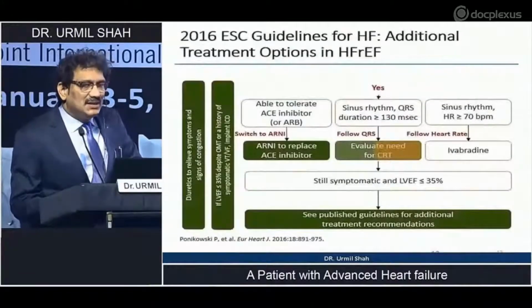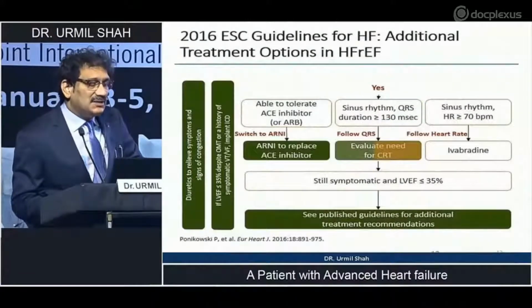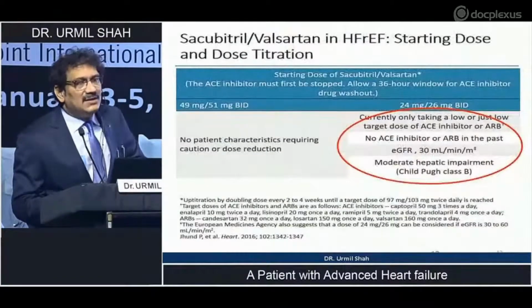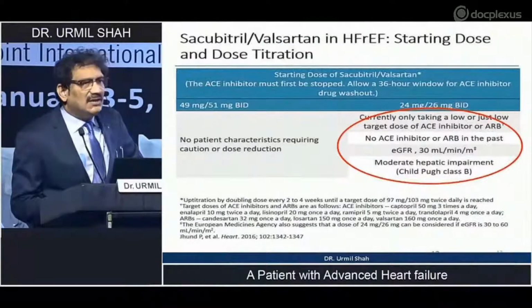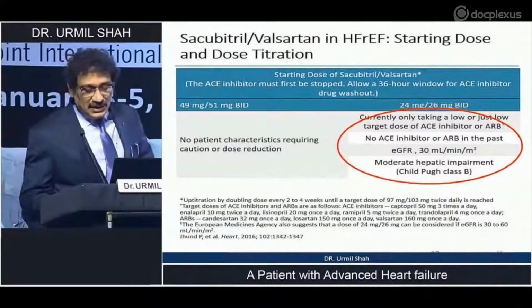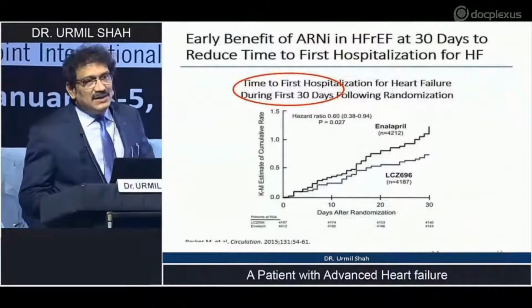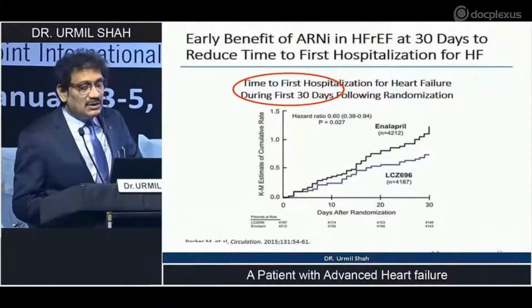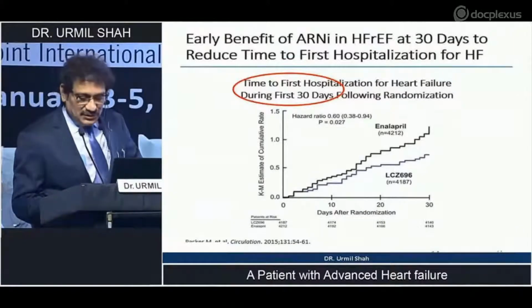If the patient is still symptomatic, then the option is to switch from the ACE inhibitor to ARNI. Second, if there is a wide QRS, there is an option, and always follow the heart rate. Whenever we use ARNI, there is sometimes a fear of hypotension. We have to start with a low dose, especially if the patient has liver or renal dysfunction, and if the patient was not previously taking any ACE inhibitor or ARB. It gives the advantage of a 30-day reduction in heart failure readmission and mortality, and should be used whenever the patient is admitted.